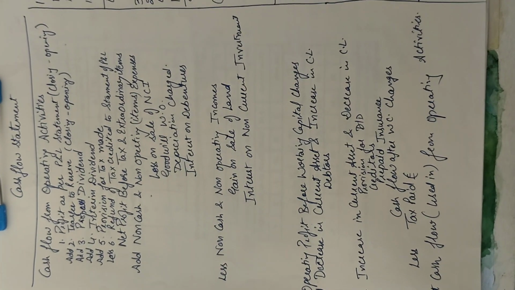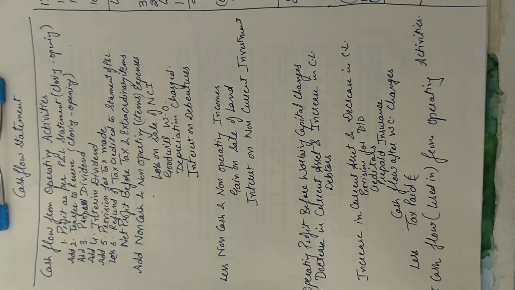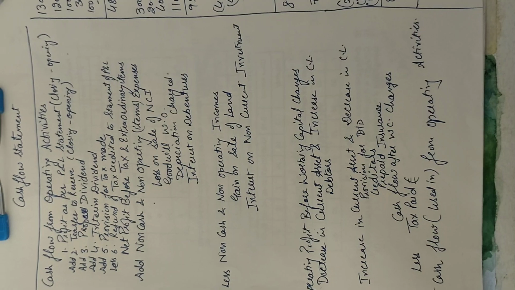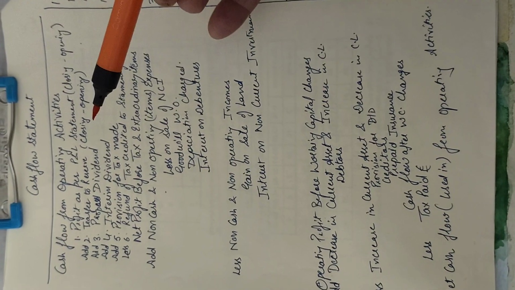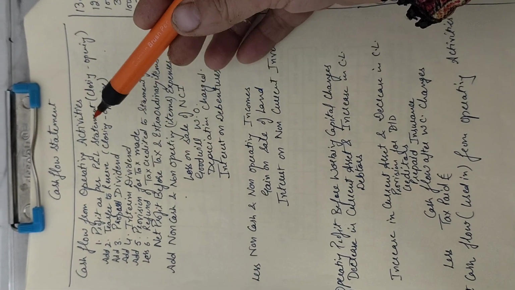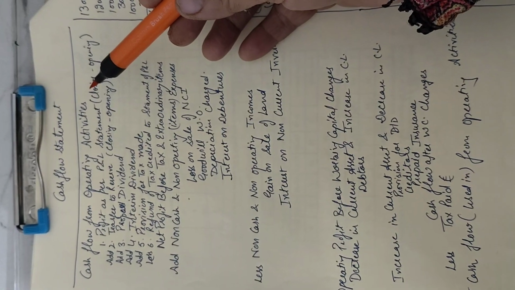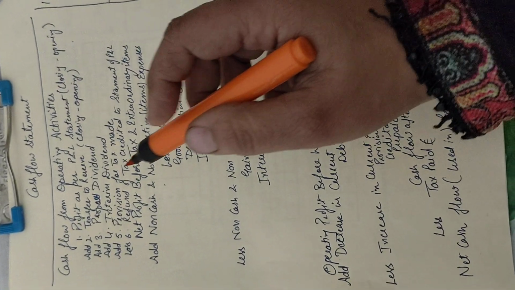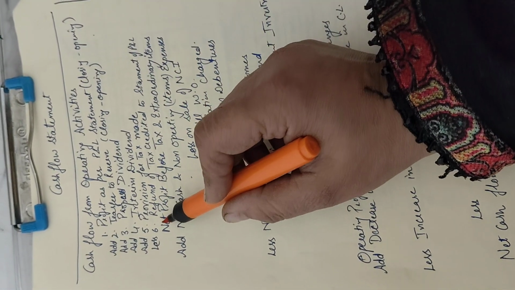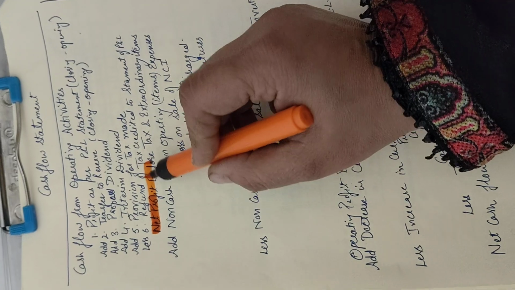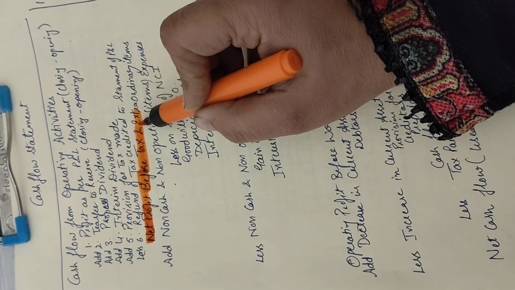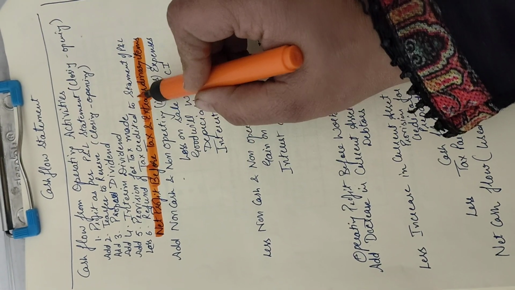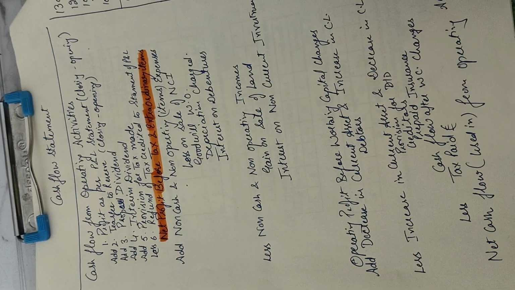Here I am Sakshi. Today I'm going to discuss cash flow from operating activities only, and how we have to prepare it in our cash flow statement. First of all, to start cash flow from operating activities, the major head that comes first is net profit before tax and extraordinary items. About extraordinary items, I will be discussing in the next video.